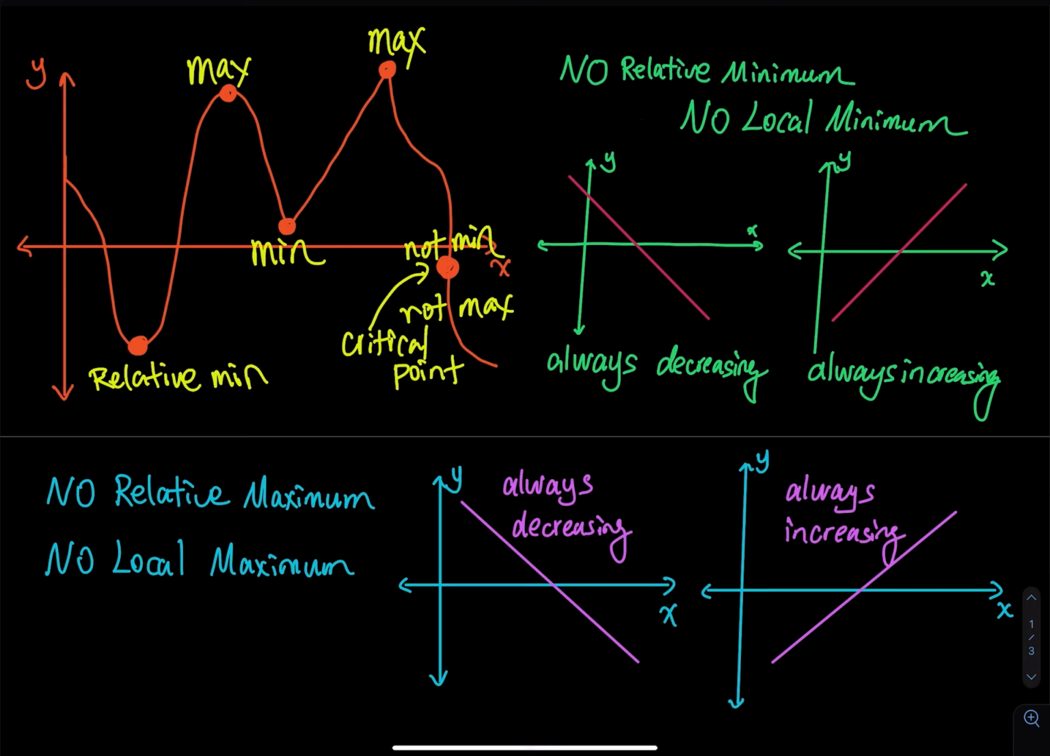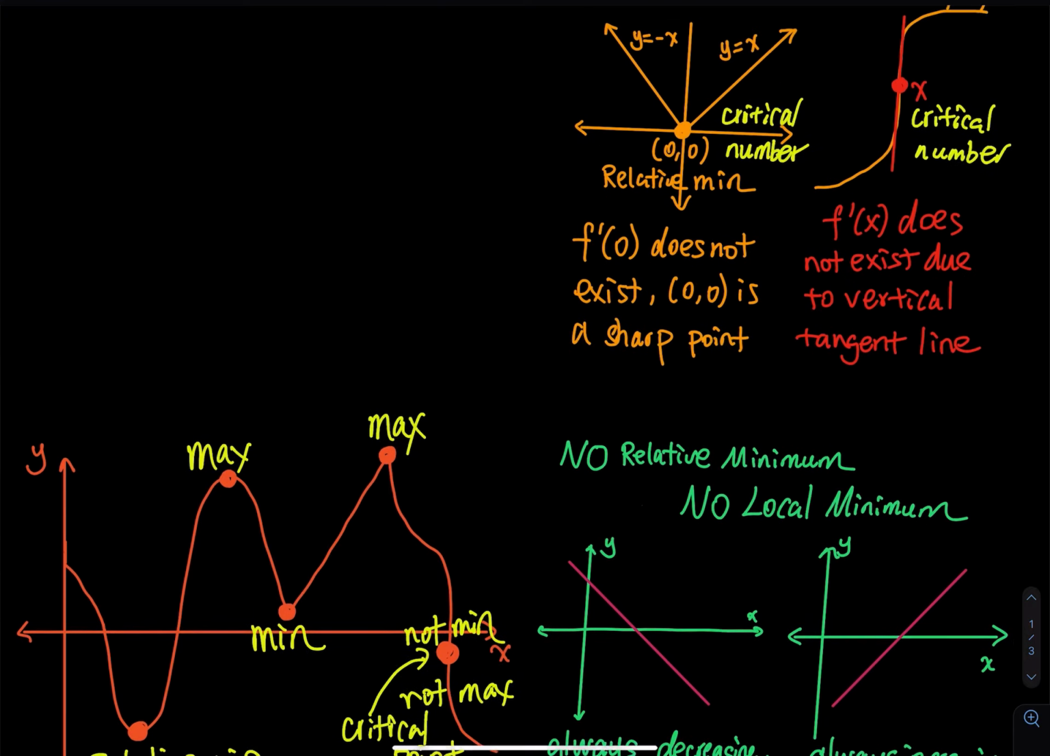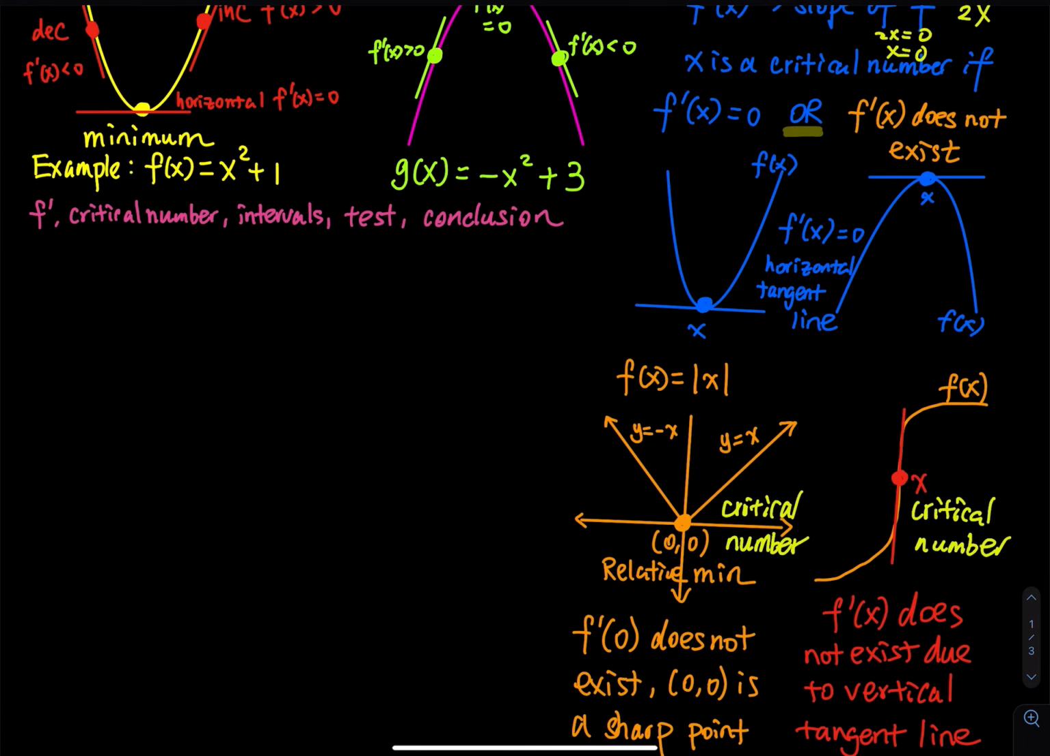All right, we have gone through so many concepts. Let's do two quick examples. The first one is f of x equals x squared plus 1, and then we have g of x equals negative x squared plus 3. For x squared plus 1, everyone should know what the graph looks like. We have a parabola that opens up, and the vertex is at (0, 1). The plus 1 shifts the vertex 1 unit up.